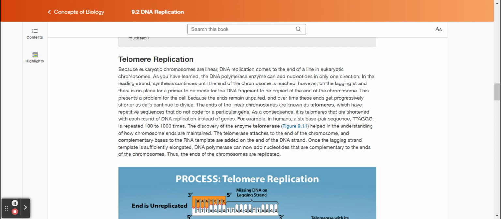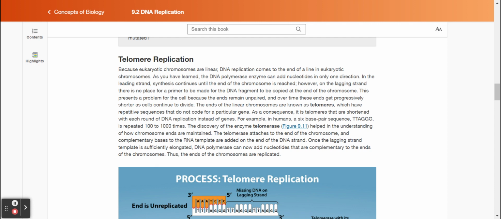This presents a problem for the cell because the ends remain unpaired, and over time, these ends get progressively shorter as cells continue to divide. The ends of the linear chromosomes are known as telomeres, which have repetitive sequences that do not code for a particular gene. As a consequence, it is telomeres that are shortened with each round of DNA replication instead of genes. For example, in humans, a 6-base pair sequence, TTA-GGG, is repeated 100 to 1,000 times.